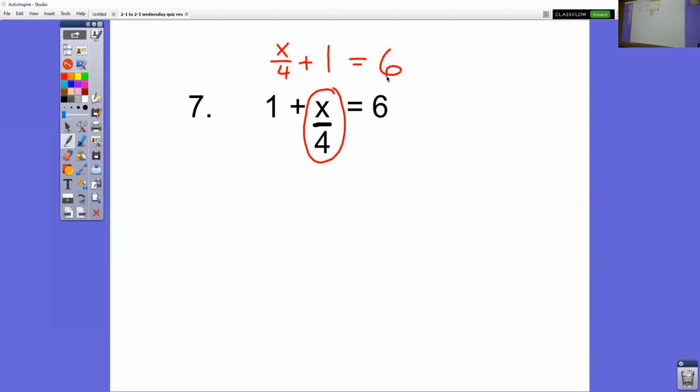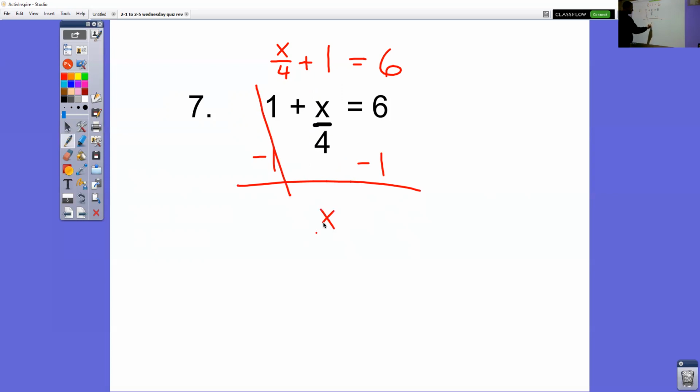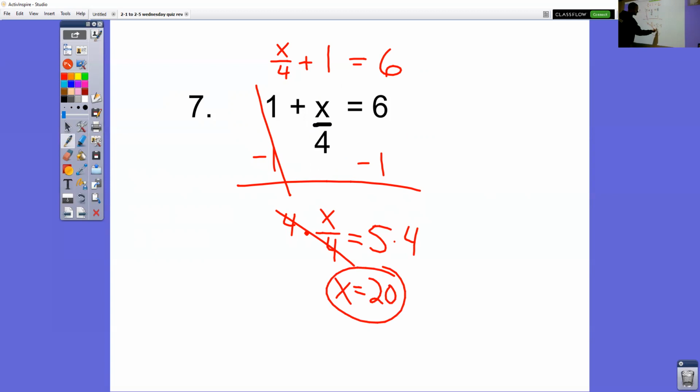We want to try and get that x divided by 4 all by itself. So to try and get that x divided by 4 all by itself, we need to get rid of the 1. The way that we get rid of the positive 1 is to do minus 1 and minus 1. Again, whatever you do to one side of the equal sign, you have to do to the other. Those cancel out, so we bring down our x divided by 4. We bring down our equal sign. 6 minus 1 is 5. This now is a one-step equation that says x divided by 4. The opposite of divided by 4 is to multiply by 4 and multiply by 4. So we have x equals 20.